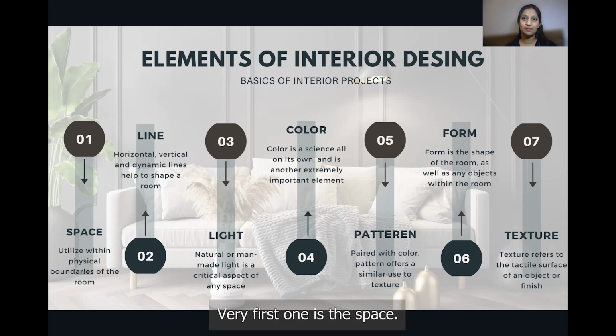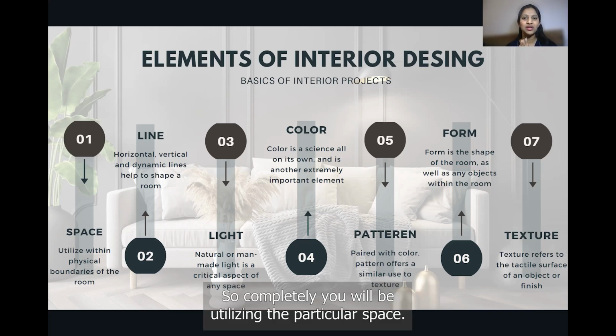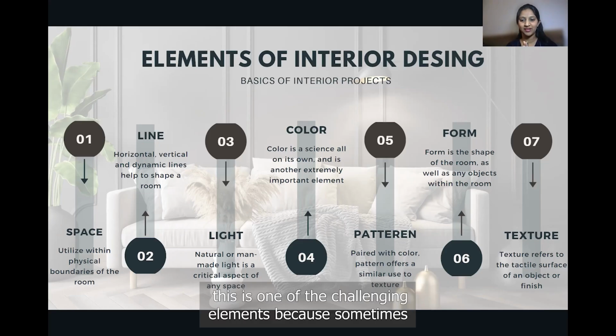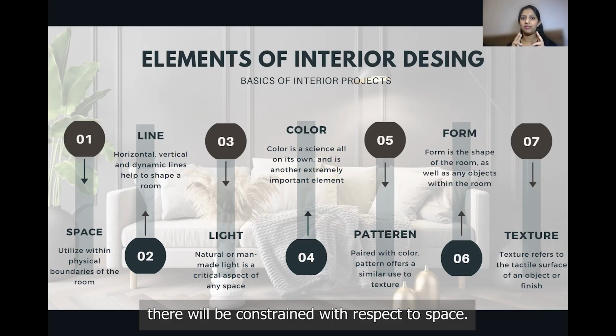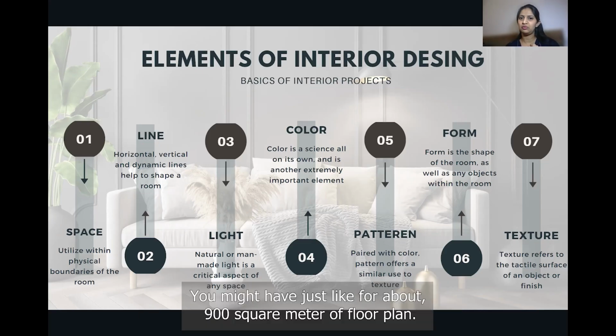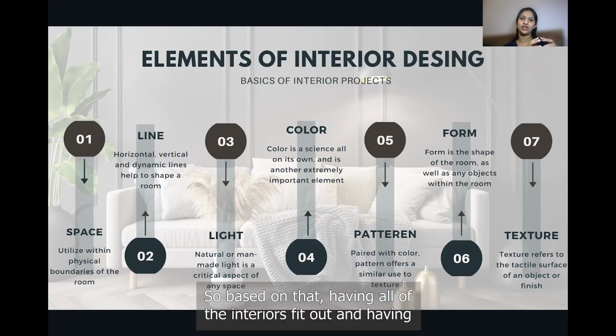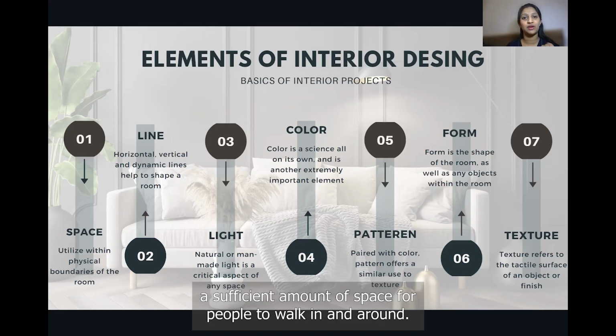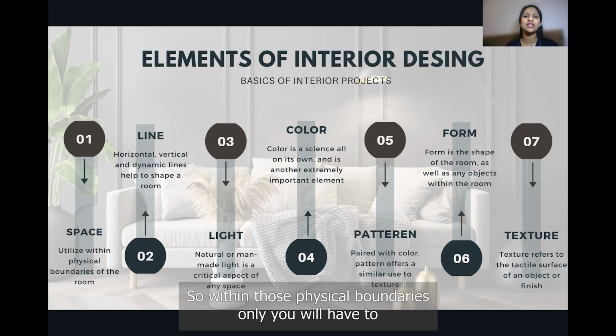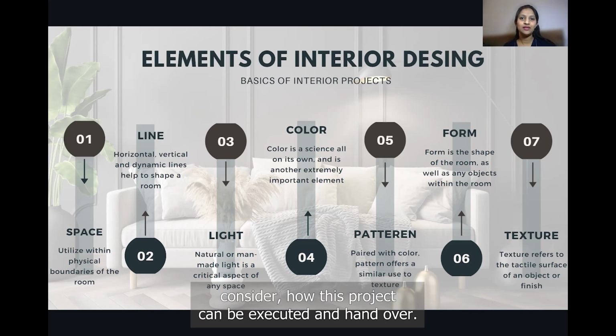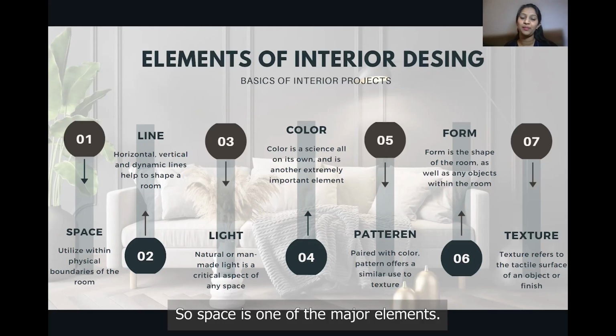The very first one is the space. So completely you will be utilizing the particular space. This is one of the challenging elements because sometimes there will be constraints with respect to space. You might have, just for example, about 900 square meters of floor plan. So based on that, you have to fit out all of the interiors and have a sufficient amount of space for people to walk in and around. So within those physical boundaries only, you will have to consider how this project can be executed and handed over. So space is one of the major elements.